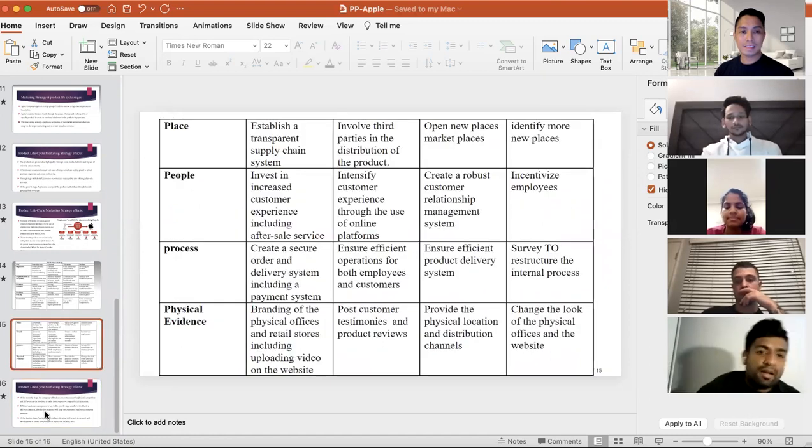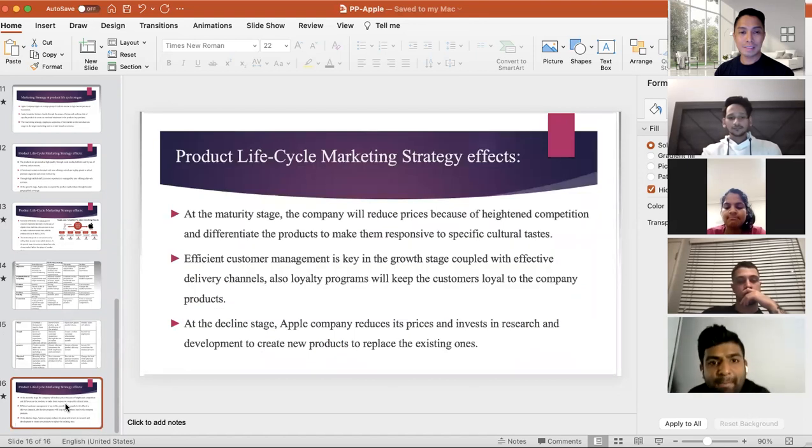At the maturity stage, the company will reduce the price because of the competition and differentiate the product to respond to specific cultural tastes. At the decline stage, Apple reduces the price and invests in research and development to create a new product to replace the existing ones.